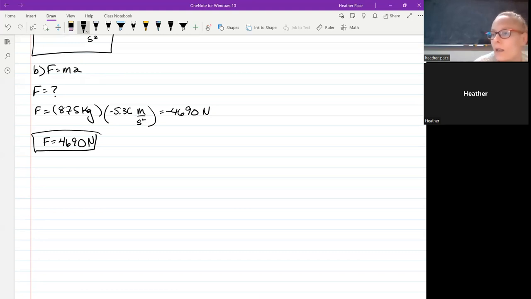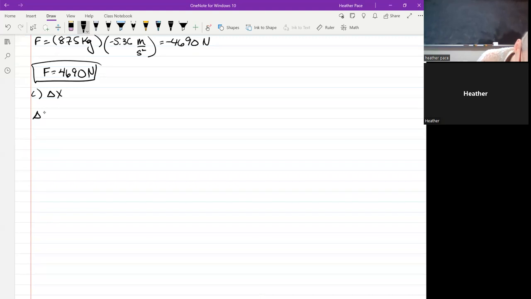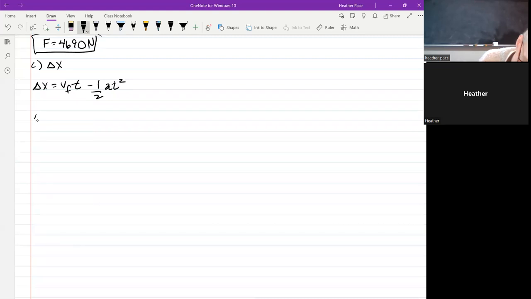Number C, how far did the car travel? Delta X. All right, again, we're going to look at our kinematic equations. Which one is going to be the easiest? The easiest, I think, is this one, because VF is 0, and so then it goes away. T squared. We're going to punch everything in.